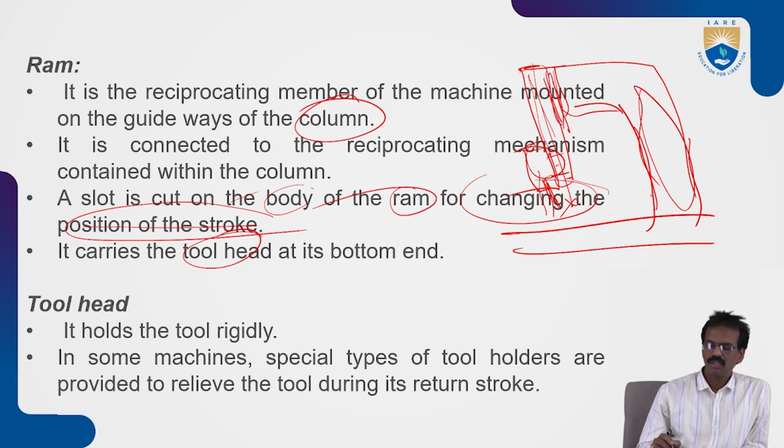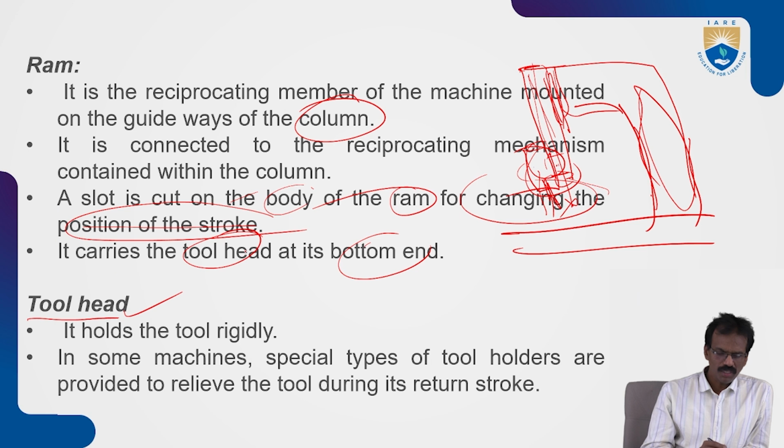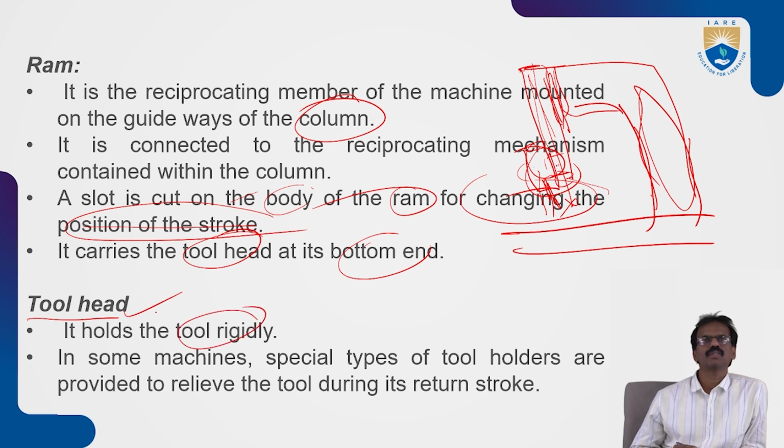So here the tool head is there. The tool head is mainly used to hold or fix the cutting tool. Okay, at the bottom end, like this one here. So now we'll see what is the importance of the tool head also. It holds the single point cutting tool rigidly.